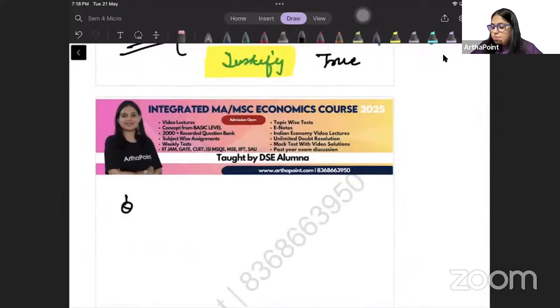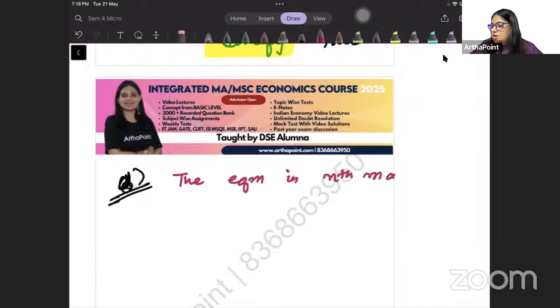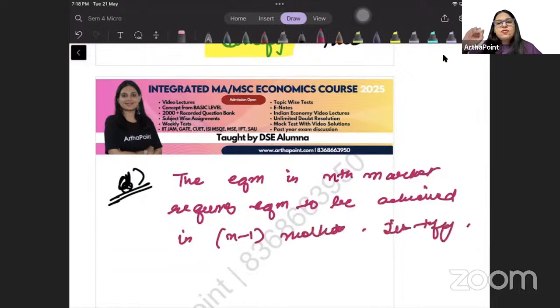जैसे for example, in part number D, you can be asked a theoretical question which can say the following, that the equilibrium in nth market requires equilibrium to be achieved in n-1 markets. Justify. So this is simply the Walras Law. So such questions can be asked in exam and you have to do these questions very, very well. अच्छे से इनको practice करना ही करना है. You have to try these questions.